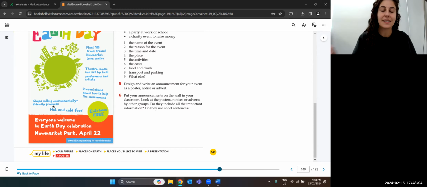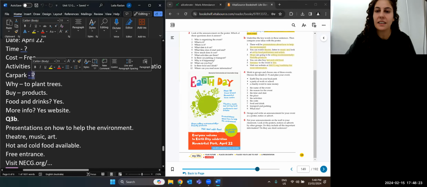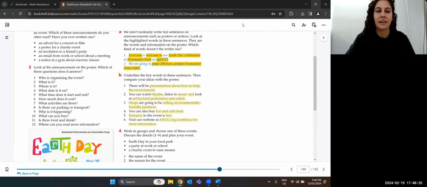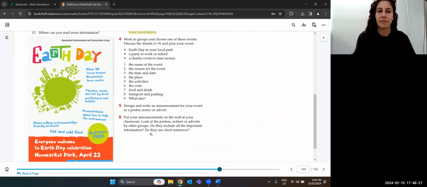Is there a car park? Sometimes it's important to let people know if there's a place to park, or maybe there's a free bus or something. How do I get there? This one doesn't really tell us about the car park. If it doesn't say anything, usually it means that there should be parking. It should be fine.